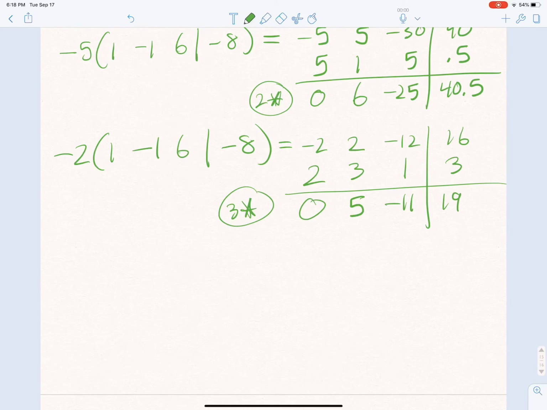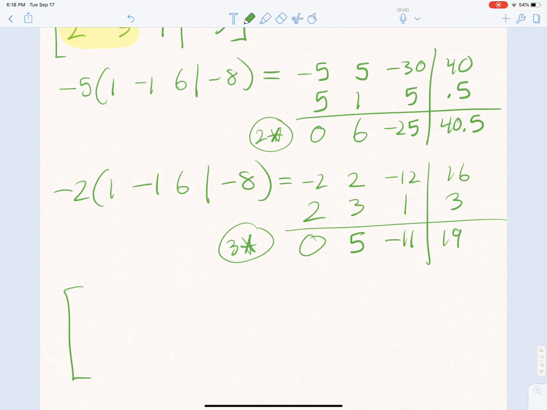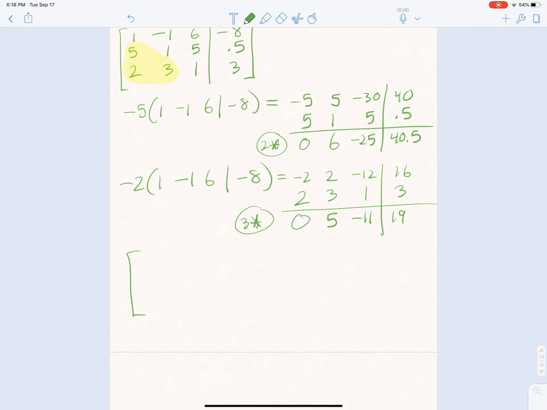Okay, so now what do I do now? I rewrite the matrix. I want to see 3 matrices. I want to see 3. So 1, -1, 6, -8, 0, 6, -25, and then 0, 5, -11, and 19. All right, so we're off to a good start. We got a couple zeros. I only need one more 0.